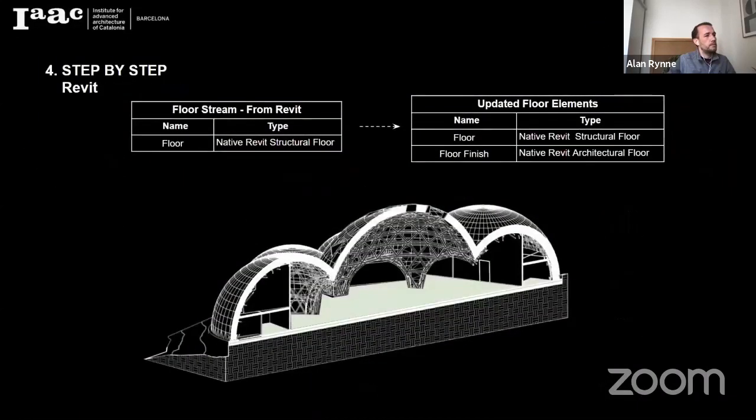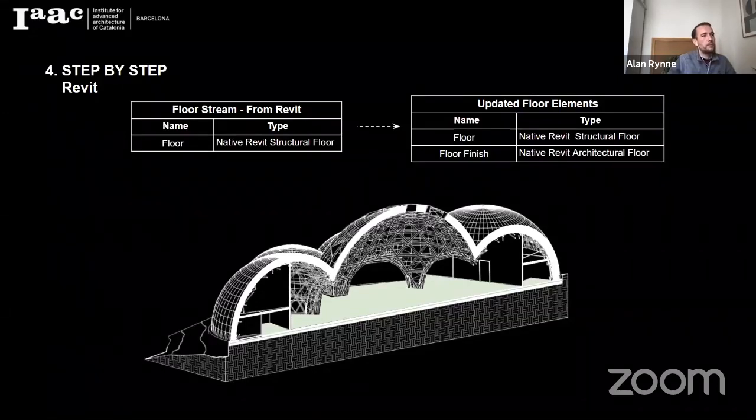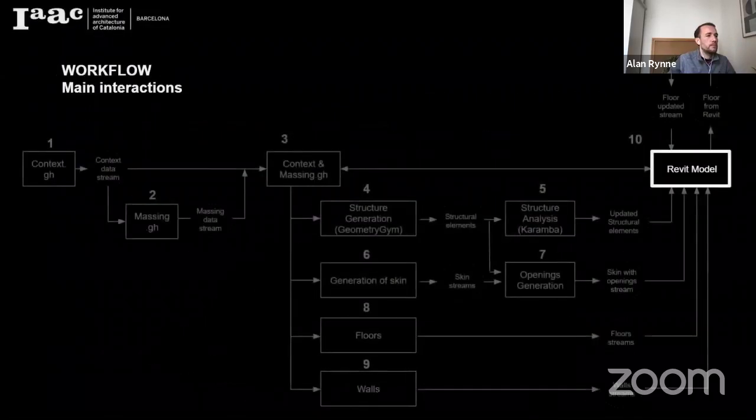So here we have an example. We did it with the floors. We have this floor stream from Revit, which is a native Revit structural floor. We modify it in Rhino with Grasshopper. And then the output is an updated floor element, which has a native Revit structural floor as the first layer. And the second layer is a floor finish, which is a native Revit architectural floor. And we receive everything back into our general Revit model.